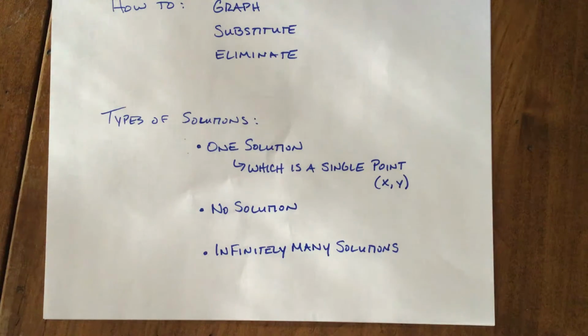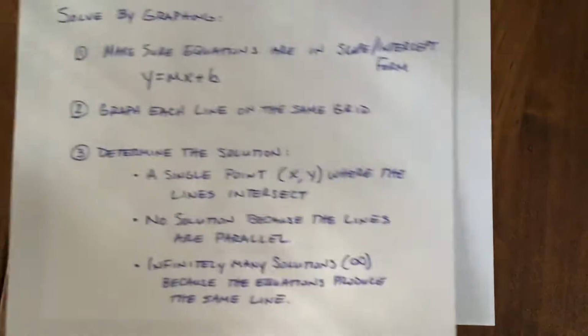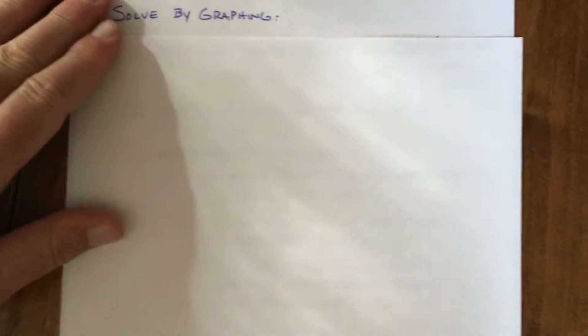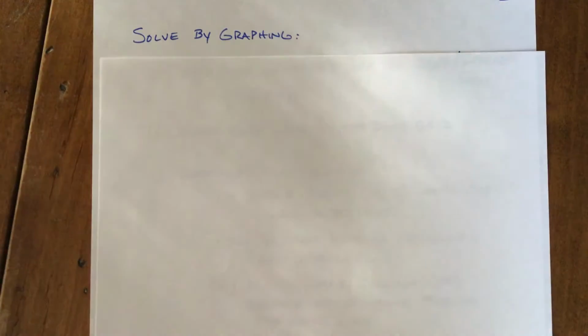All right. Like I said, today we're going to talk about graphing. We're going to solve by graphing. And the way we're going to do that today is take a look at a couple things that we're going to need to make sure that we have in order. First, we got to make sure that the equations are in slope-intercept form.